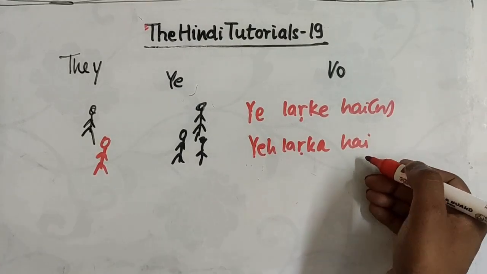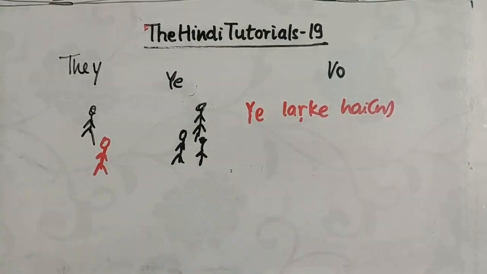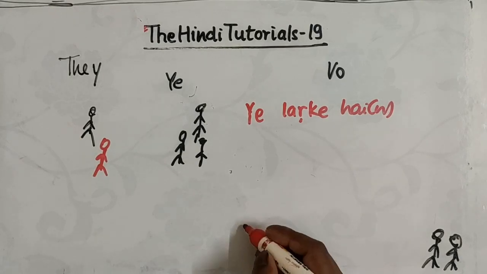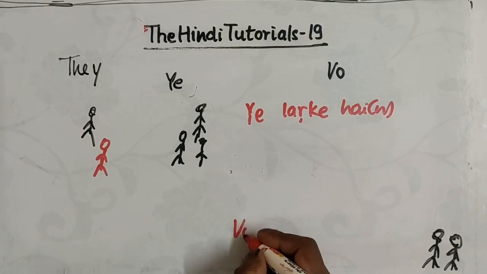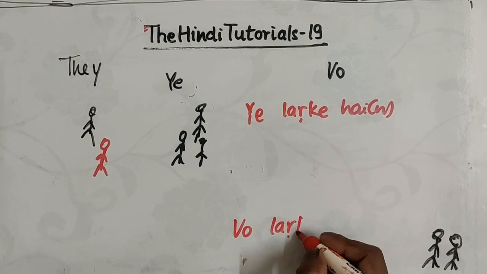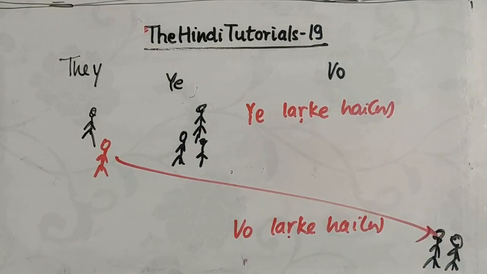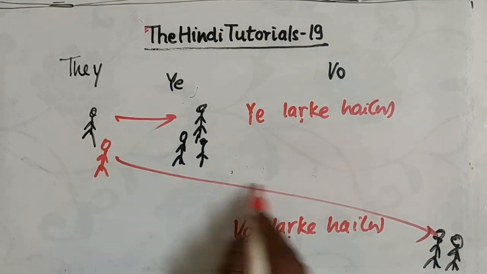Okay. है हैं. Now, there are 3 boys standing far away. 2 boys standing far away. I would say वो लड़के हैं. ये लड़के हैं. वो लड़के हैं.